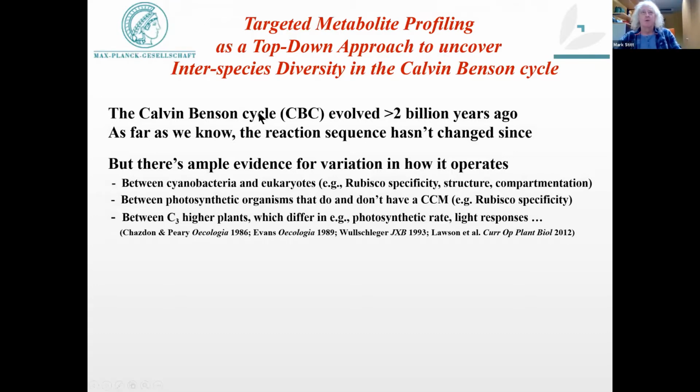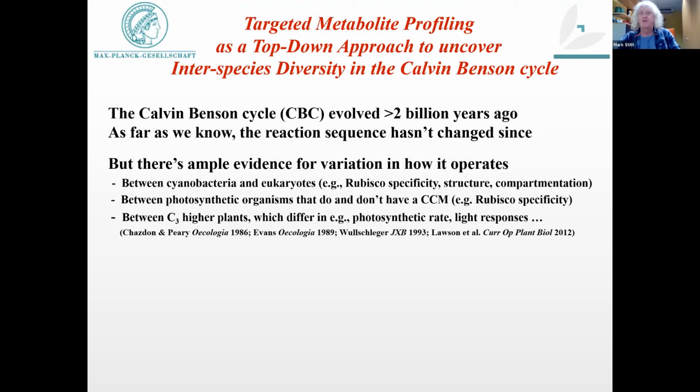So what I want to talk about is how we've been using targeted metabolite profiling as a top-down approach to uncover interspecies diversity in the Calvin Benson cycle, basically how it's been adapted. And a little bit of introduction. We all know the Calvin Benson cycle is about 2 billion years old or more. And as far as we know, the reaction sequence hasn't changed since then.